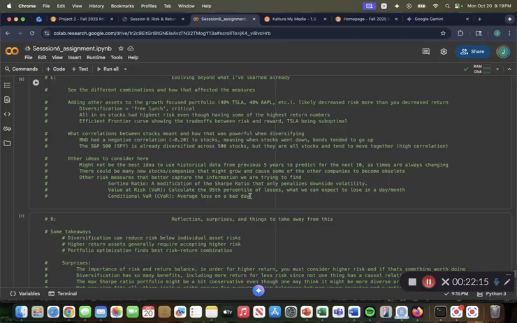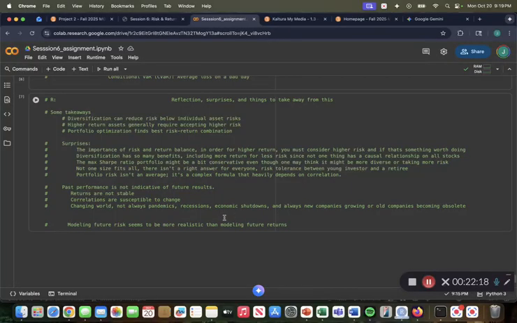And then last but not least, moving down to the reflection stage, some surprises and some things to take away from this that I got. I learned it really nailed that diversification can reduce risk below individual asset risks. So when you diversify all your money across a bunch of assets, it is a lot less risky than putting all your money in one stock. Because like we said already, if we invest all of our money in Tesla, if Tesla was to plummet, then we would lose all of our money. But if we have a bunch of money in a lot of different things, then we don't have to worry about that.